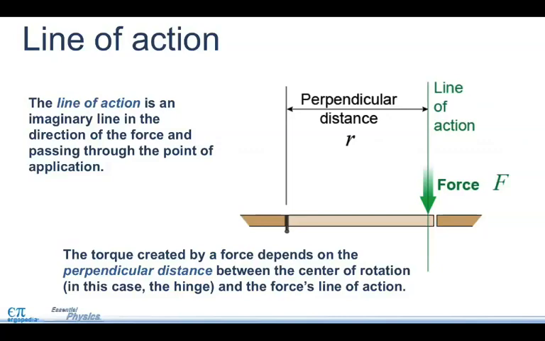So the perpendicular distance is labeled, and it is perpendicular from a vertical line going through the force and a vertical line going through the pivot point. But what if the force was not perpendicular to the door? What would be the moment arm then? I'll draw it for you.